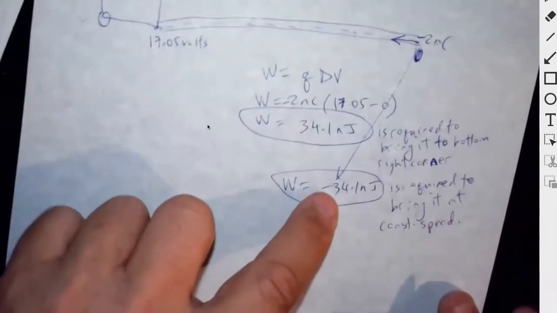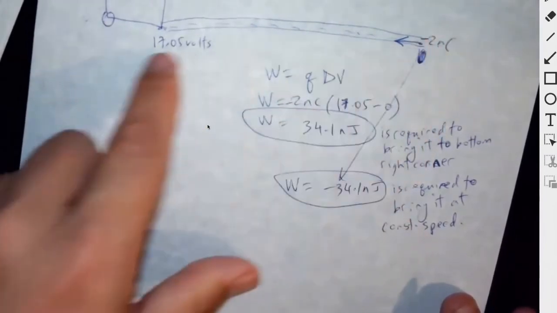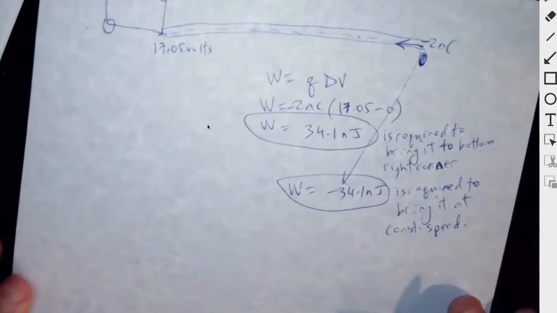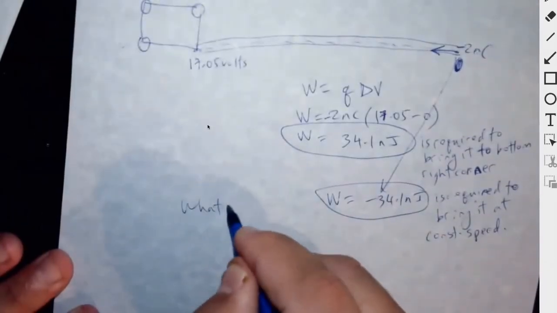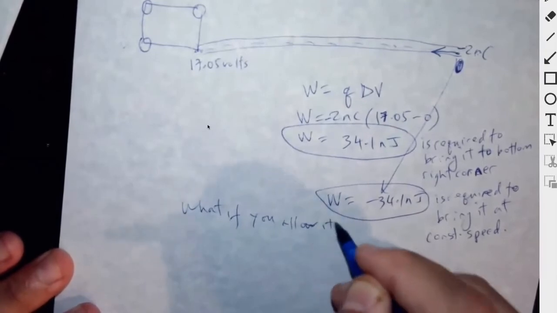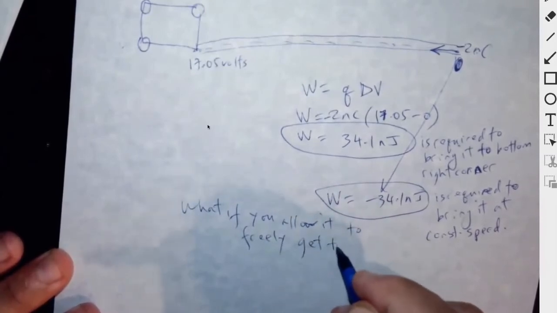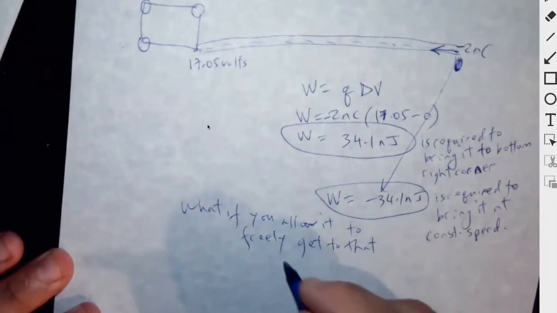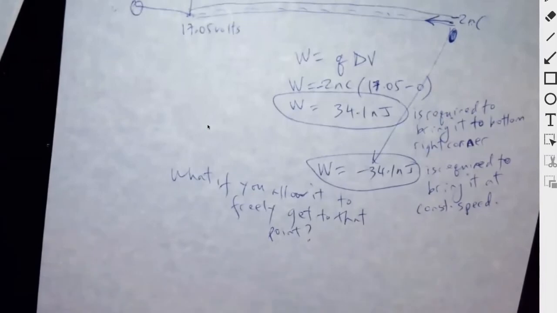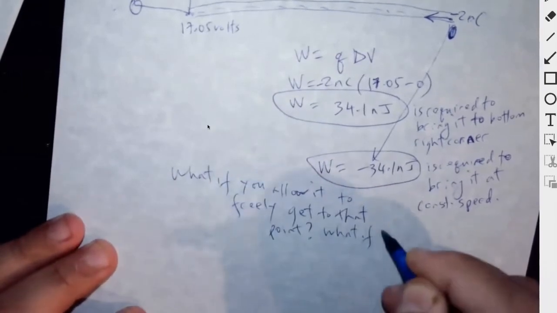Now, you might ask, what if you don't exert that much work? What's the final velocity of that charge when it gets there? So what if you allow it to freely get to that point? You see, there are so many varieties and variations of these questions. So what if you allow it to freely get to that point? What is the final velocity? What is V final?